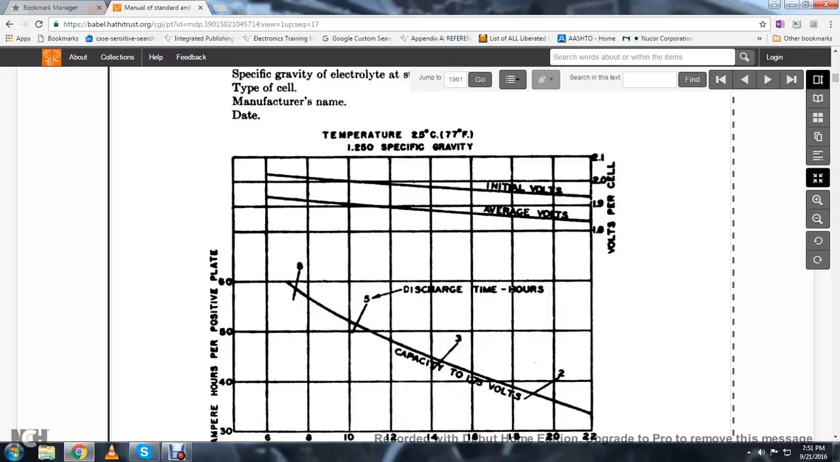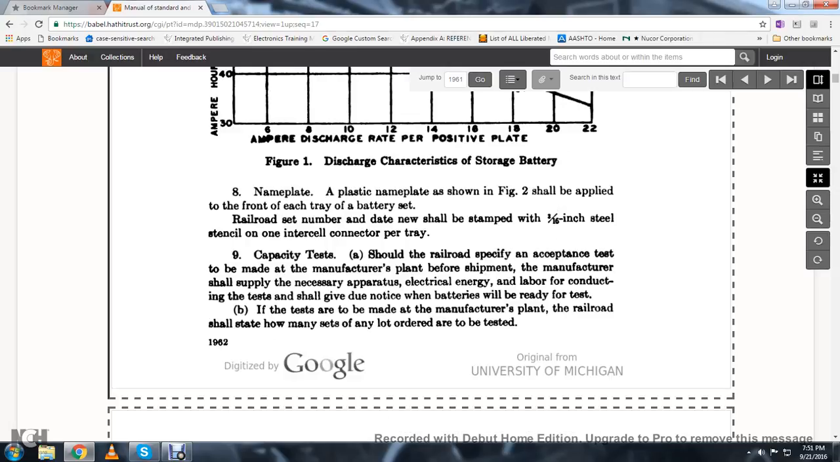With volts per cell on the left and temperature at 25 degrees Celsius or 77 degrees Fahrenheit at a specific gravity of 1.250. Nameplate. A plastic nameplate, shown in Figure 2, shall be applied to the front of each plate of the battery set. Railroad set number, date, and name shall be stamped within 3/16 of an inch, set on the stencil, on an intercell connector per tray.